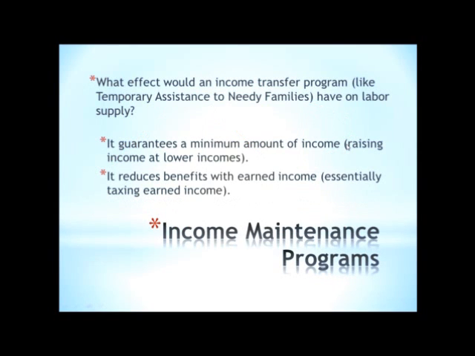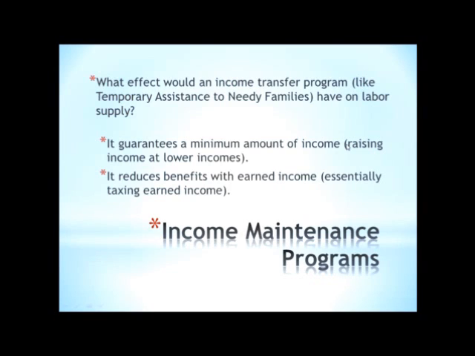We can use the discussion of the income and substitution effects to talk about income maintenance programs like temporary assistance to needy families. These kinds of programs usually have two features. One, they guarantee a minimum amount of income. So at low income levels, it actually is just a shift of the budget constraint upwards, right? It raises your income at lower income levels. So this would be just a parallel shift or an upward shift at lower levels of income.